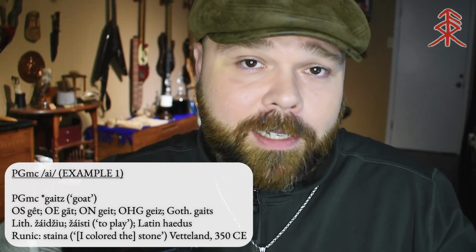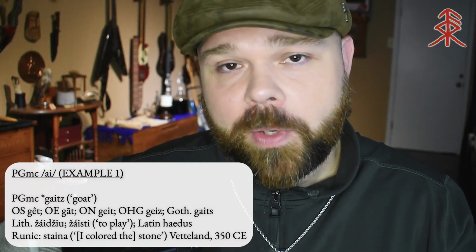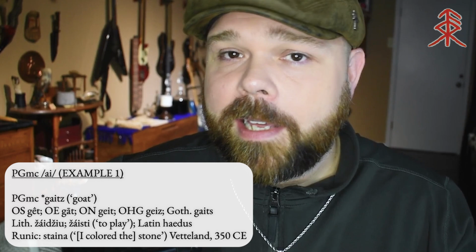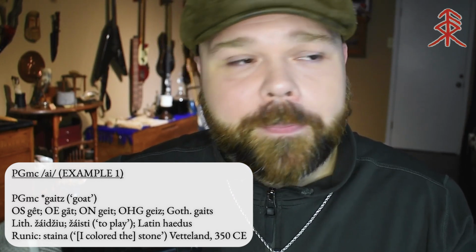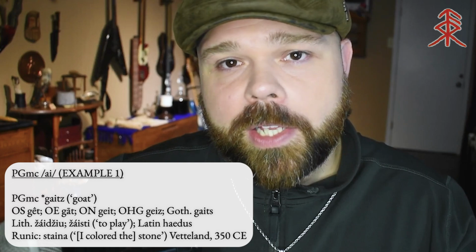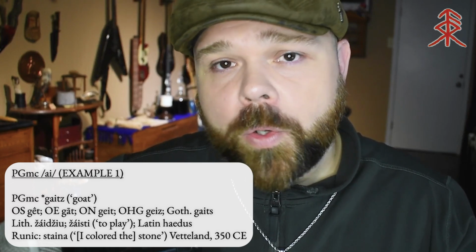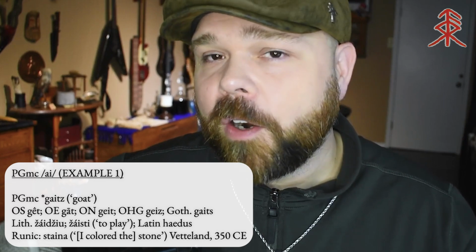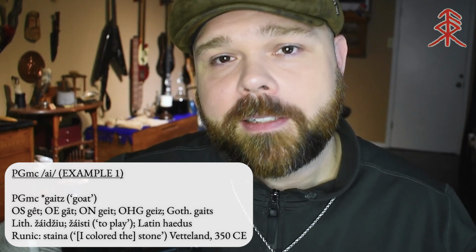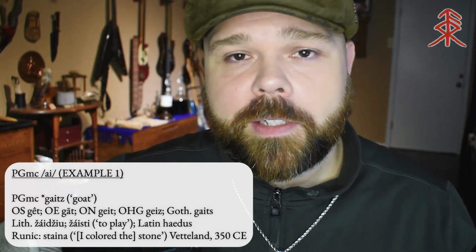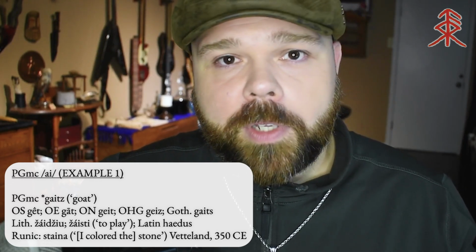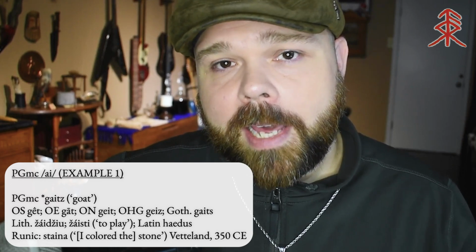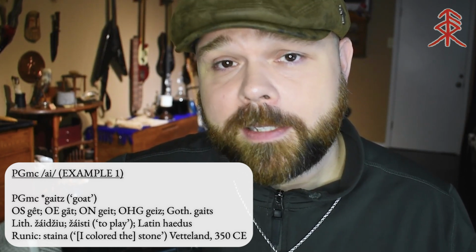All right, now we have Proto-Germanic AI. Let's go ahead and look at the word for goat in Proto-Germanic. It is geitz, and we see that the AI shifts to a long E in Old Saxon, so we get get, palatalized, and then we see Old English, goat. So you can already sort of hear that shift from goat to goat in Standard English. After Old English, we then have Old Norse with gate, and then Gothic finally with geitz.